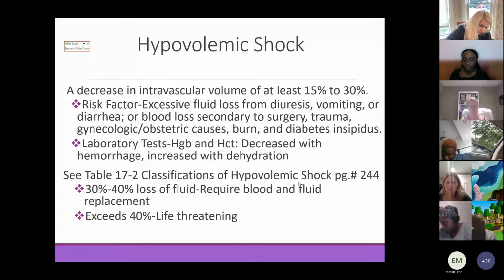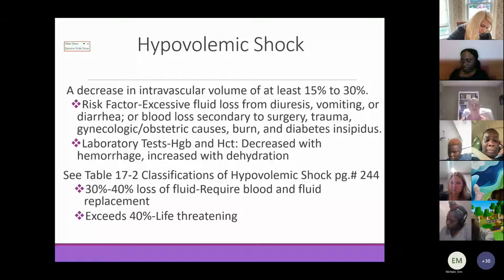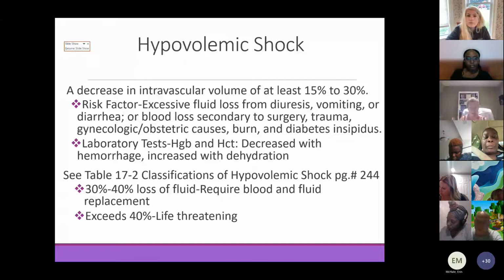So you guys can take a look at page 244, table 17-2. It's going to talk about the different classifications of hypovolemic shock. So any time a patient reaches about a 30 to 40% loss, they're definitely going to require, even the 15 to 30% really, they are going to require some type of intravascular replacement, depending on what it is. 30 to 40%, they're going to require probably a blood transfusion and then a higher level of fluid replacement. Anything that exceeds 40%, so if you think about losing 40% of your circulating blood volume, that's definitely going to be a life-threatening condition.